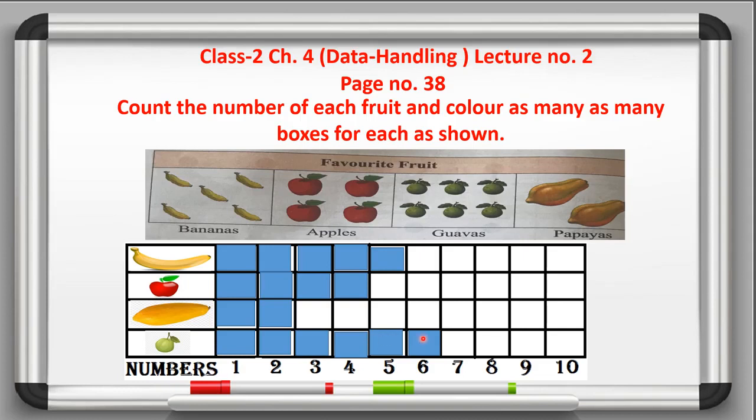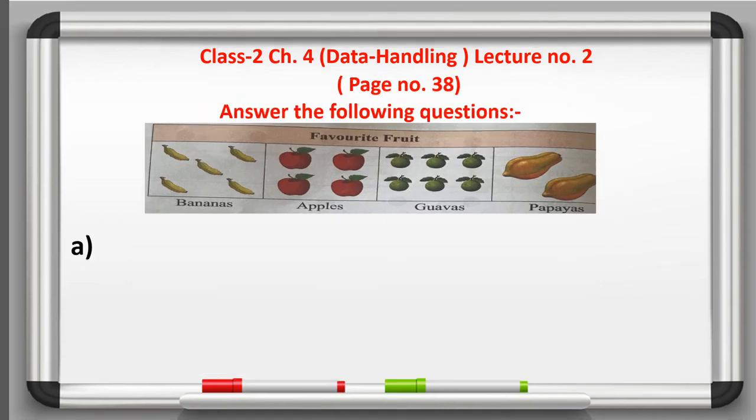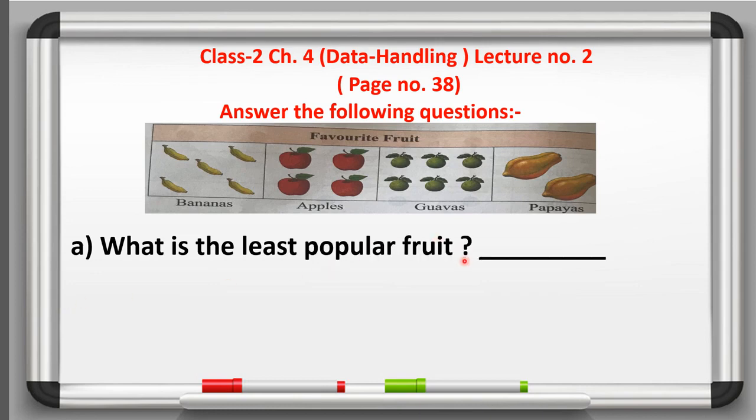Understood, beta? Now we will do questions based on this data. In A part, it is given what is the least popular fruit. So here beta, what do you mean by least popular fruit? Means the fruit which is liked by the fewest people. Okay, so here we need to write the name of that fruit.